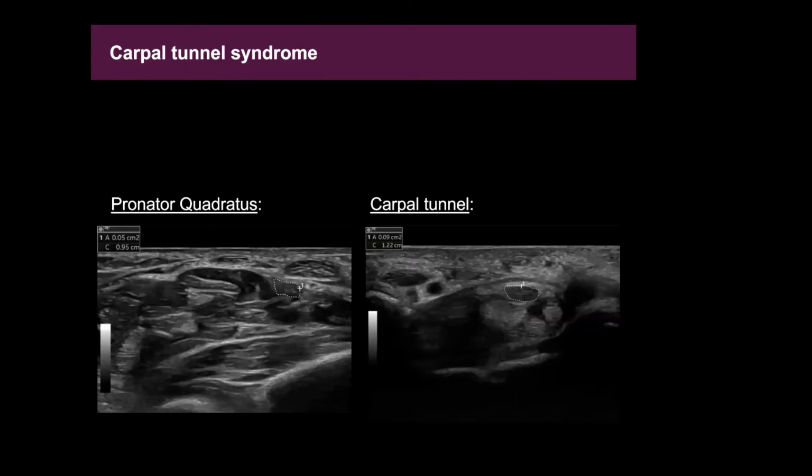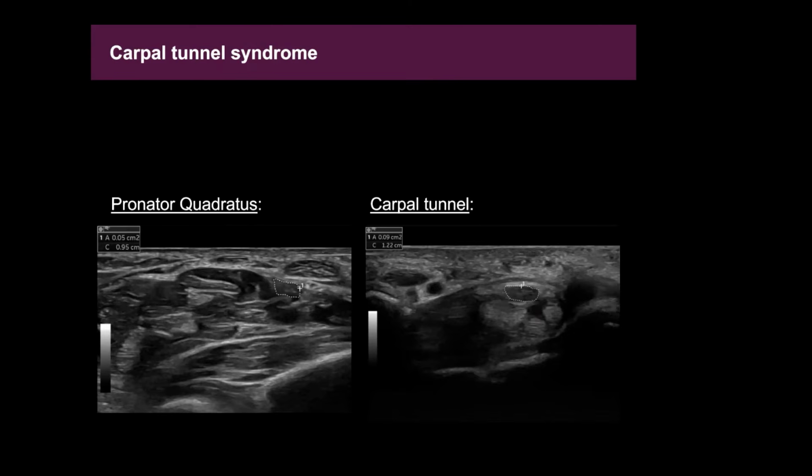So if somebody is wondering about carpal tunnel syndrome, often it's a clinical diagnosis. I don't think there's really a whole lot of confusion if a patient has carpal tunnel. But if for some reason they want some confirmation, what you can do is look at the median nerve at the level of the pronator quadratus and also at the level of the carpal tunnel and compare their circumference, their area. And if the area is different by greater than 2 square millimeters, it has been shown that there's a pretty high sensitivity and specificity that the patient may have carpal tunnel syndrome.